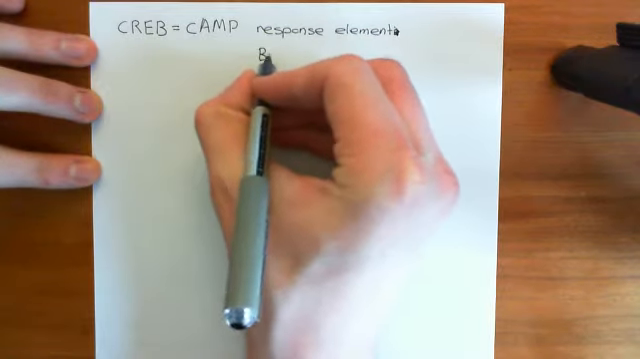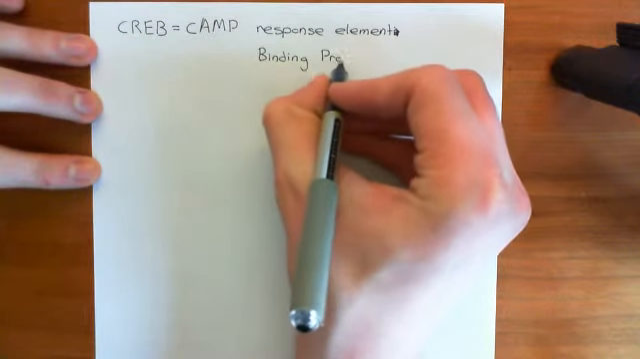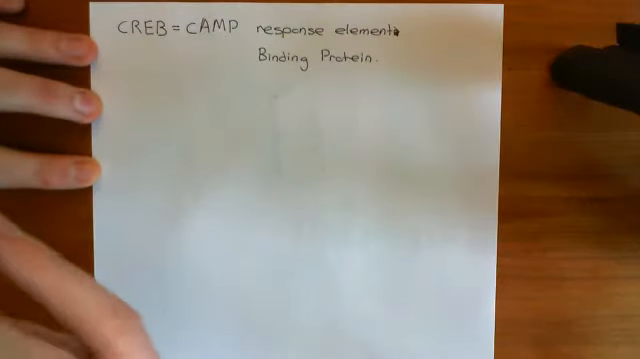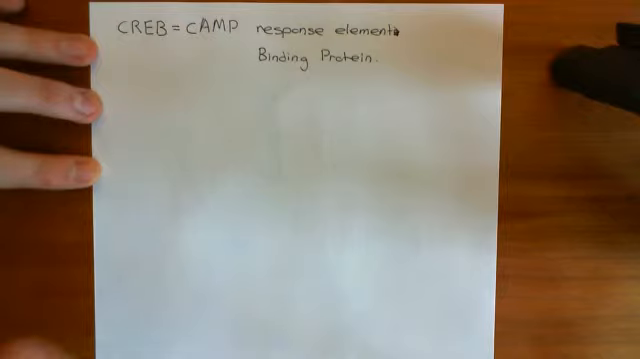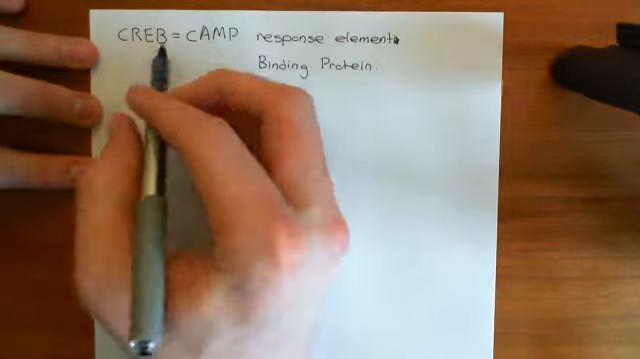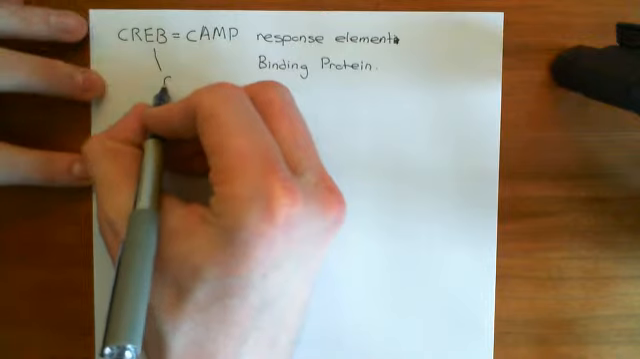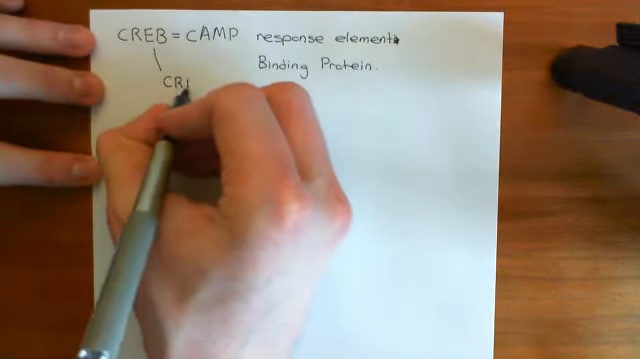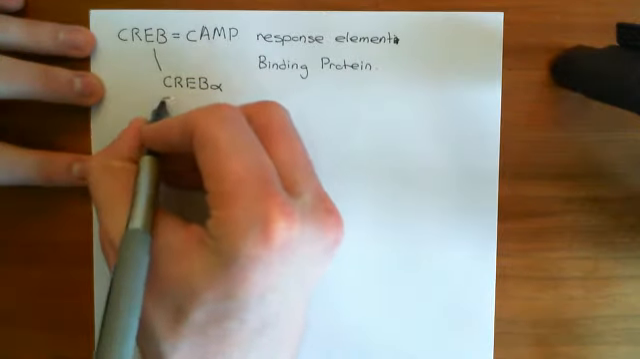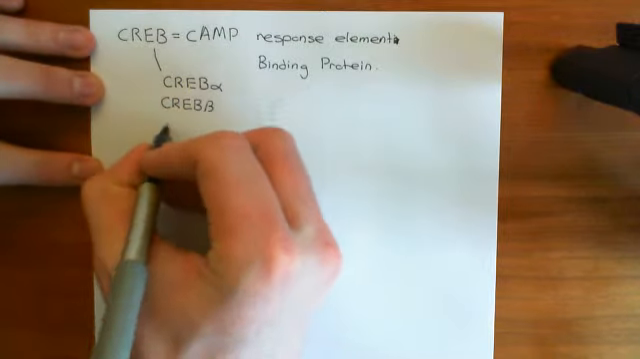Element binding protein. Okay, right. And because there isn't just one CREB protein, these proteins are transcription factors which are going to change the transcription levels of certain genes. First I want to discuss the different types of CREB protein. There are three main CREB proteins. There are more than three, but the other ones are very niche. The three main CREB proteins are CREB alpha, CREB beta, and finally also CREB delta.